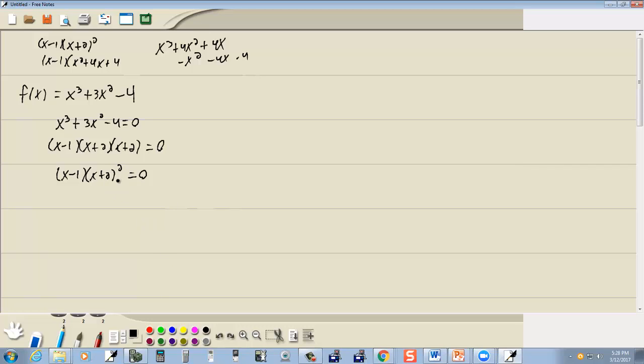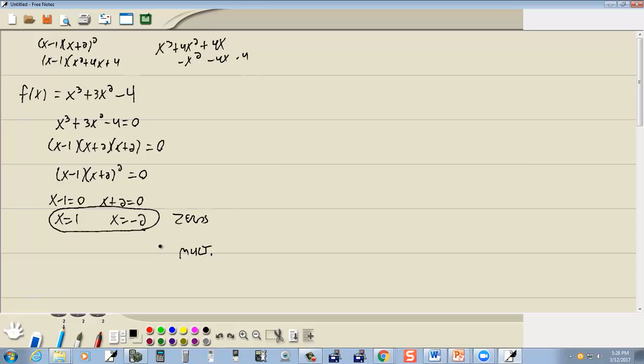Now after you factor it, then you're going to set each factor equal to 0. So I'll set x minus 1 equal to 0 and x plus 2 equal to 0. And that gives us x equals 1 and x is equal to negative 2. Now these would be our zeros. Now the next item they're talking about is multiplicity.